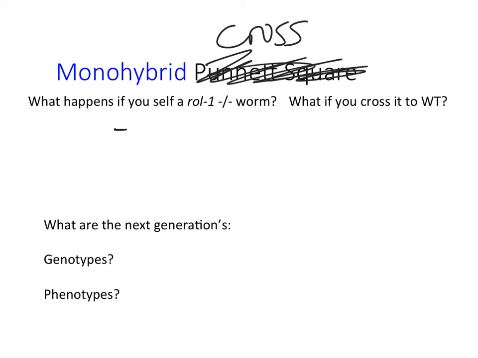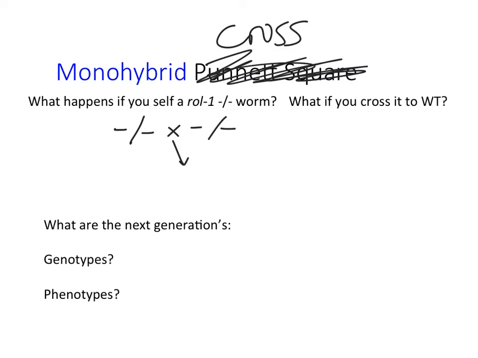So for selfing, this is the easiest way to write the cross. It's like you're crossing a genotype to itself. You can write it out as you're performing a cross. You're using a single individual, yes. But this is exactly the same thing. So if you have a roller homozygous mutant, minus over minus, and you made it with itself, this is the cross you're setting up.